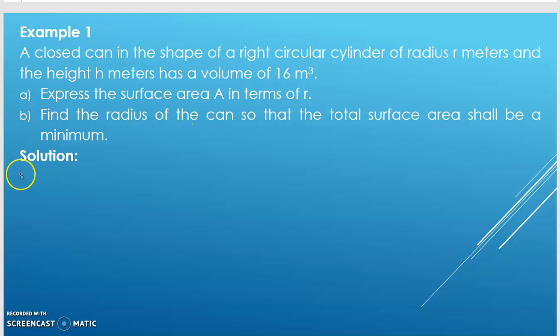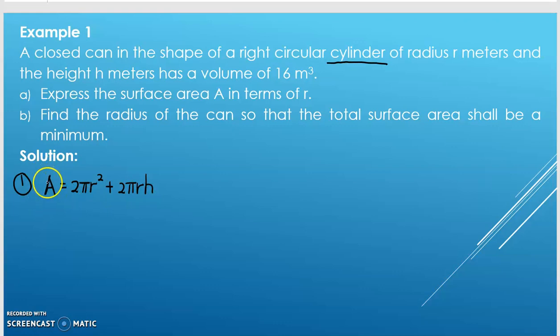So like I said before, our can is in the shape of a cylinder with radius r meter and height h meter. First, the question is to express the surface area A in terms of r. So the area of the cylinder will be, you have to memorize, 2 pi r squared plus 2 pi r h. This is the area of the cylinder.